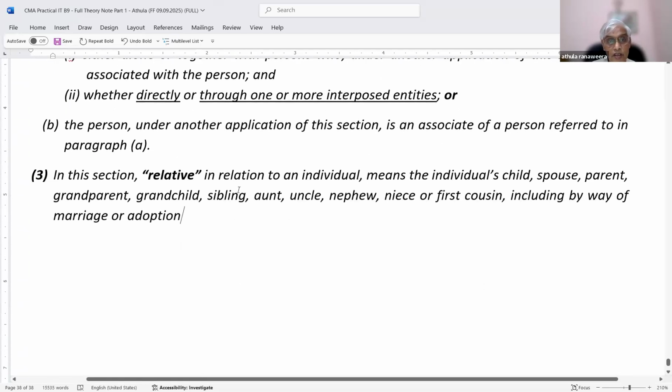Now the relative is defined. In this section, relative in relation to an individual means the individual's child, spouse, parent, grandparent, grandchild, sibling, aunt, uncle, nephew, niece, or first cousin, including by way of marriage or adoption. Any of these are covered.